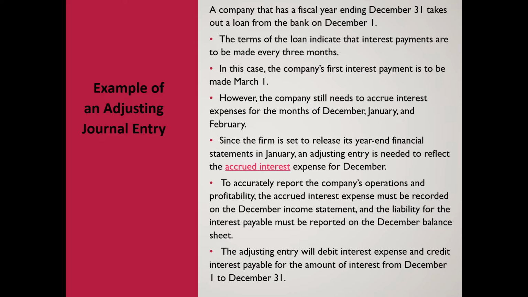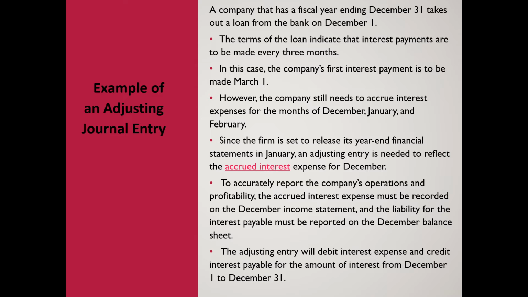Suppose a company has a fiscal year ending December 31, and takes out a loan from the bank on December 1st. The terms of the loan indicate that interest payments are to be made every 3 months. In this case, the company's first interest payment is to be made on March 1, because they have to pay after 3 months, so from December to March they have 3 months. However, the company still needs to accrue interest expenses for the months of December, January and February.